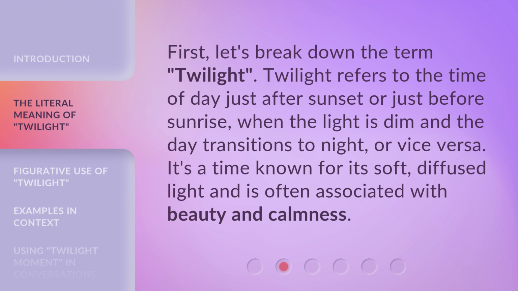First, let's break down the term twilight. Twilight refers to the time of day just after sunset or just before sunrise, when the light is dim and the day transitions to night, or vice versa. It's a time known for its soft, diffused light and is often associated with beauty and calmness.